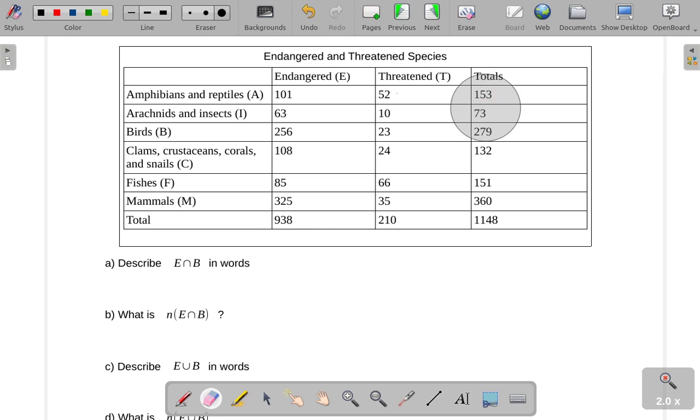So let's see. I'm just kind of looking to see what this is. We also have various other groups of species, and we're being asked to describe E intersect B in words. E is the set of all endangered species on this list. B is the set of all birds. So if we're talking about E intersect B, this is going to be species that are endangered and they're birds. I'm saying and because this is the intersection. We need both of these things to be true. So overall, this would be endangered birds.